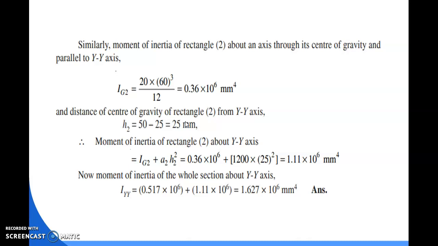by the help of the theorem of parallel axis. So today this much.